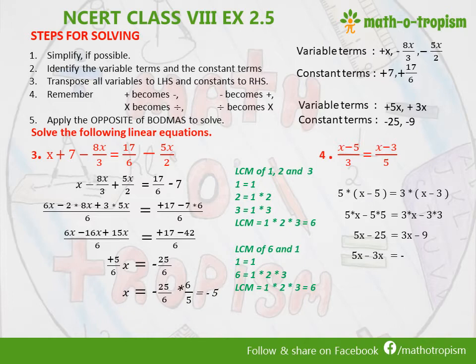So 5x minus 3x is equal to, first you need to write the right hand side, so minus 9 and then the term which is going there, so plus 25. So this comes as 2x is equal to plus 16. So x is 16 by 2, which is equal to plus 8.